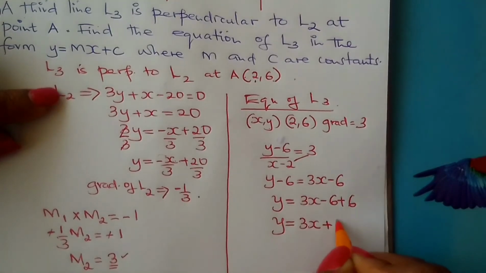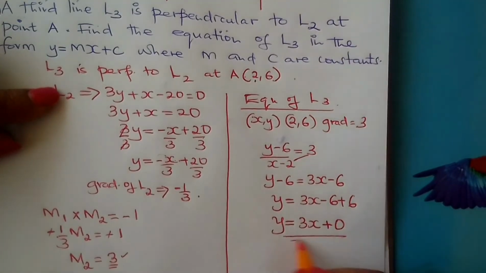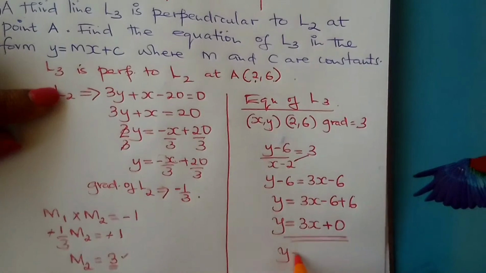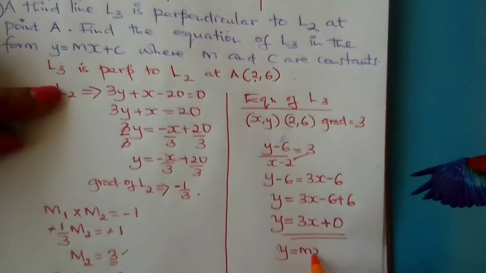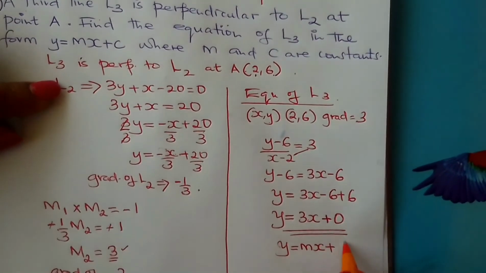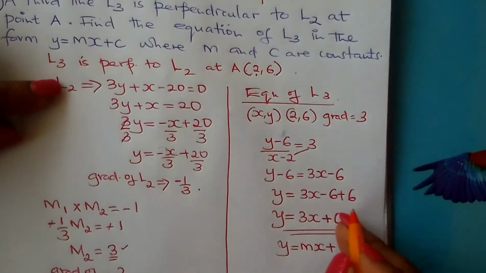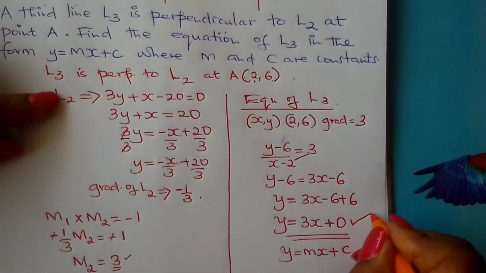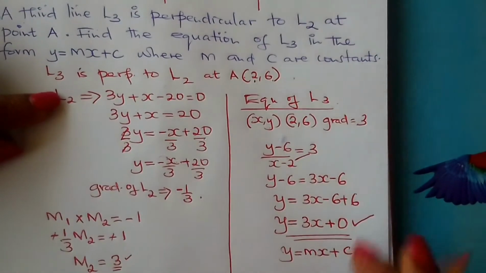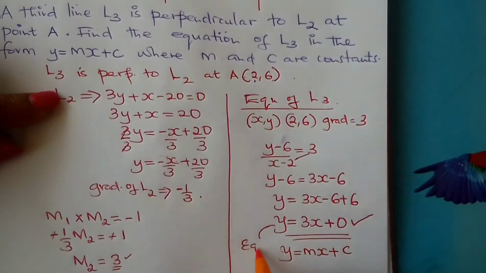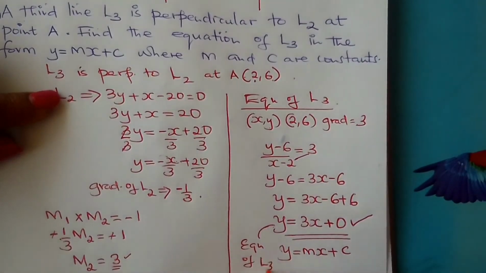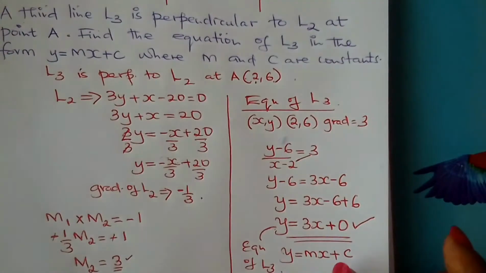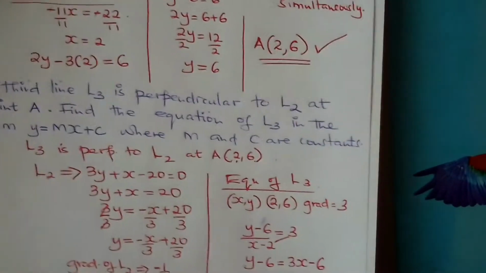So we fix it there. Why do we fix it there? Because we are told to leave our equation in the form y is equal to mx plus c. So our c, we have to indicate that it is 0. And therefore, this is the equation of L3. Good. We go to part C, learner.